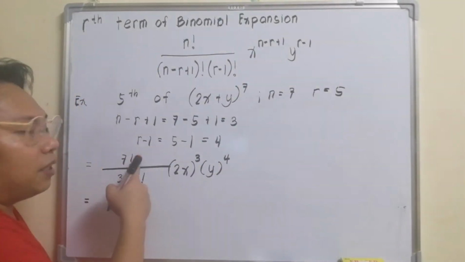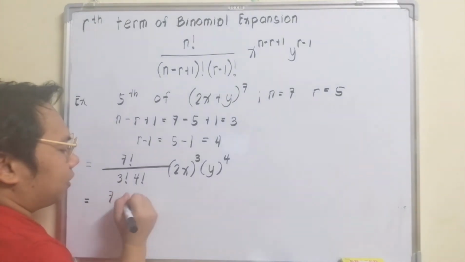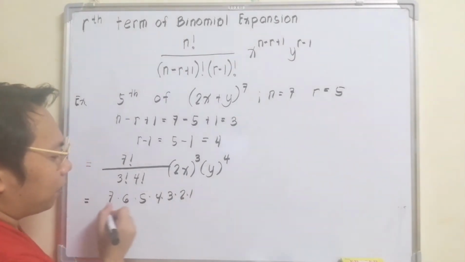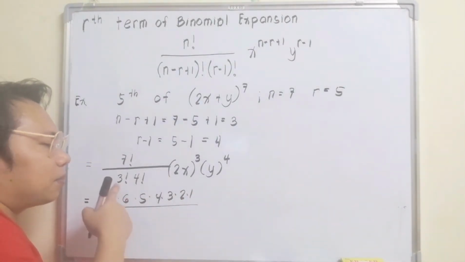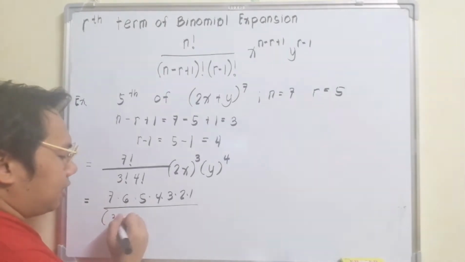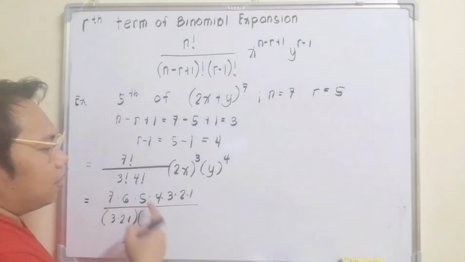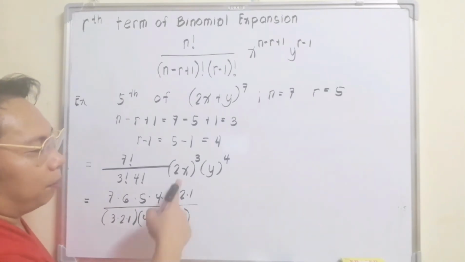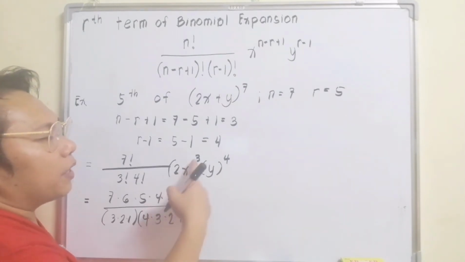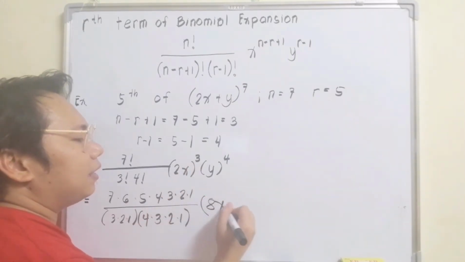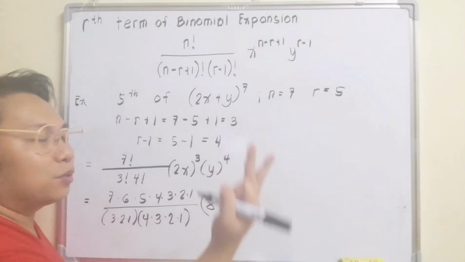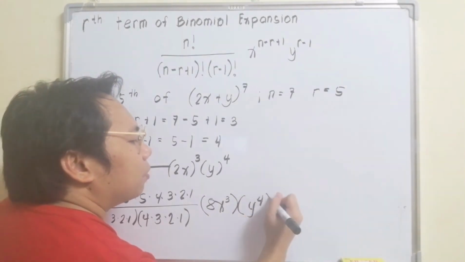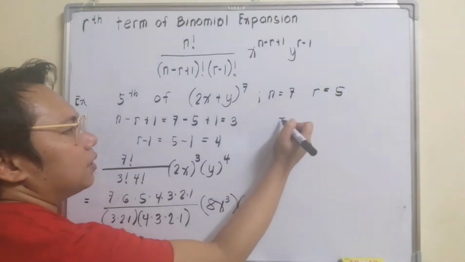Simplifying this one, your 7 factorial is 7 times 6 times 5 times 4 times 3 times 2 times 1, to make it clearer, I'll write it down. Your 3 factorial here is 3 times 2 times 1. Our 4 factorial is 4 times 3 times 2 times 1. Okay, we will simplify this one. 2x to the power of 3 is 8x cubed. 2 times 2 times 2, x times x times x, and y to the power of 4 is y to the power of 4.